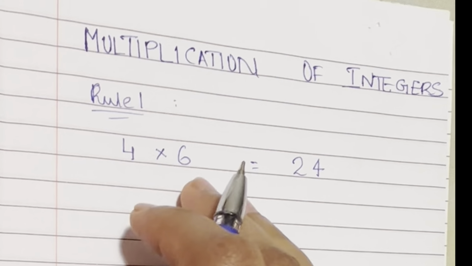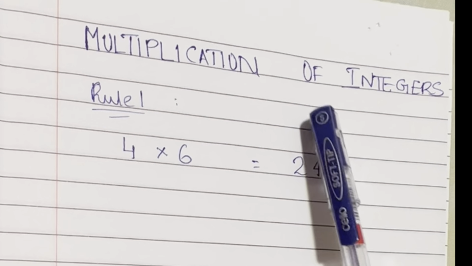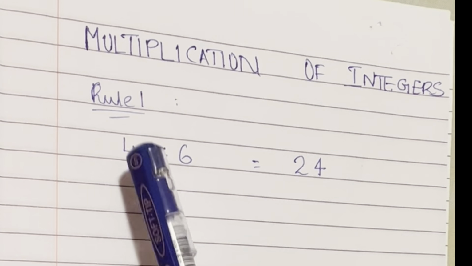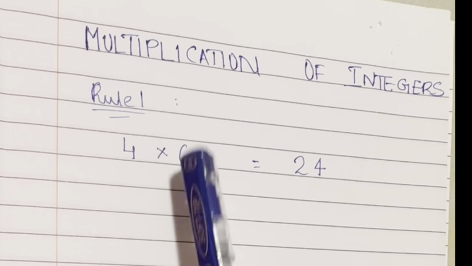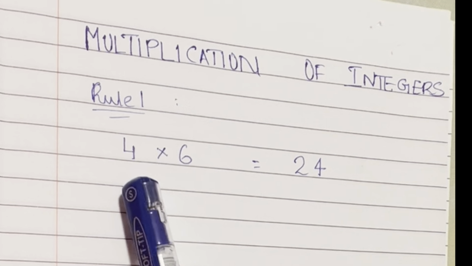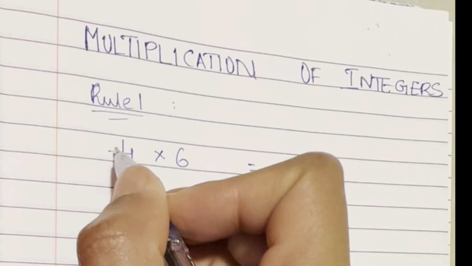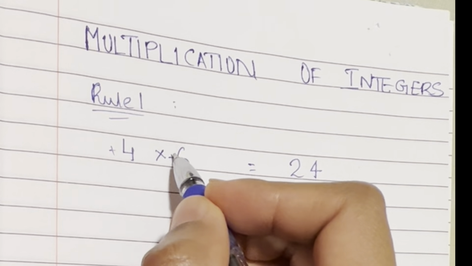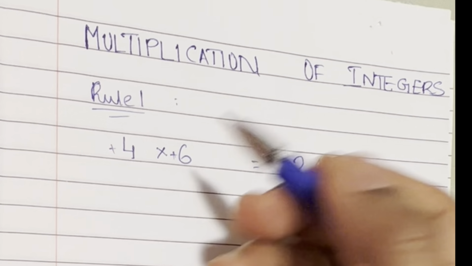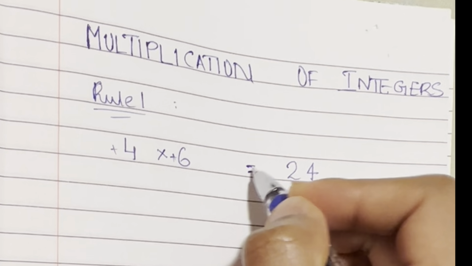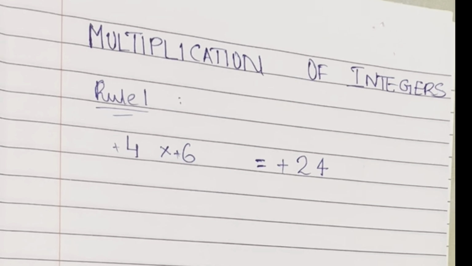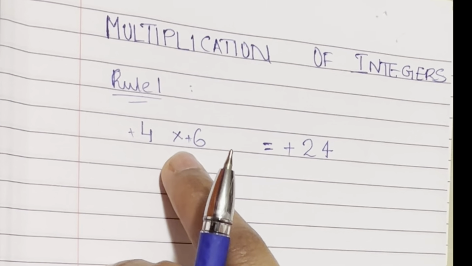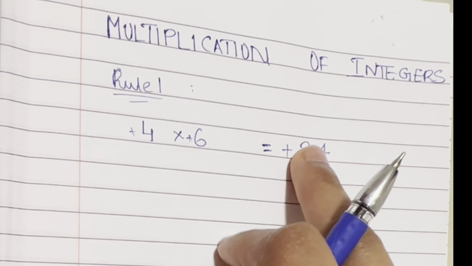Now what will be the sign? That is the question. For this we need to apply the rule. What is rule number 1? When both the numbers have the same signs, here the sign of 4 is plus, and the sign of 6 is nothing, that means it's plus. So both the signs are plus, then the answer will also have a positive sign. If we have the same signs, then our answer will be positive.